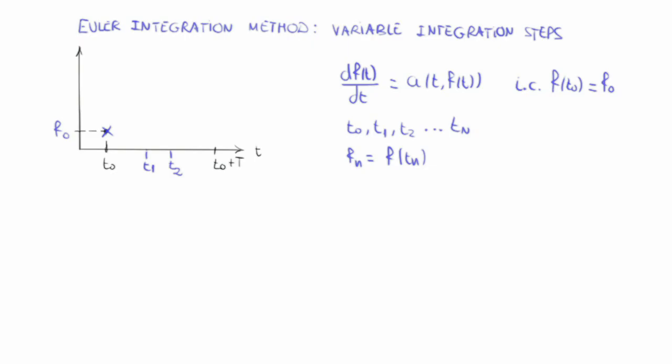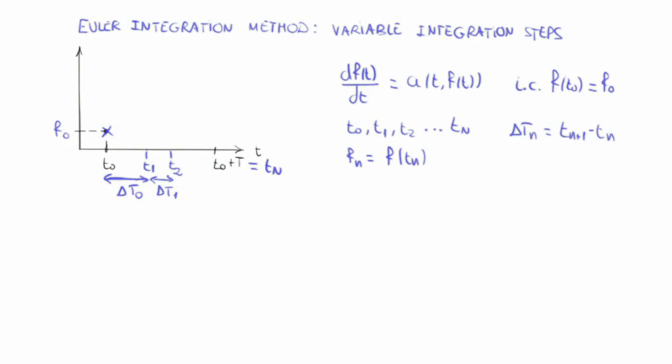The first thing we're going to do is to define the integration steps, delta t sub n. This will be defined as tn plus 1 minus tn. We're going to put a subindex n here to indicate that the size of the integration step depends on time. So for instance here we'll have delta t0 and this will be delta t1. Tn will be the last step in the integration interval.